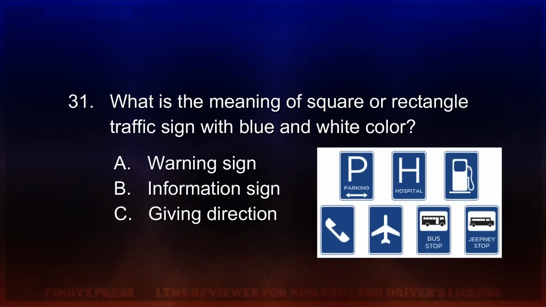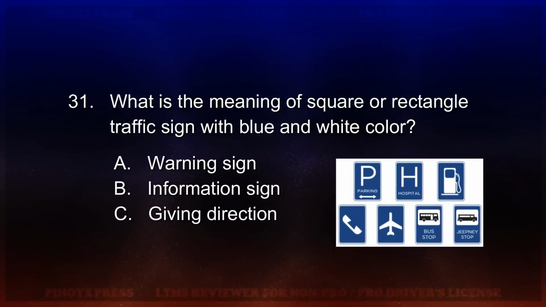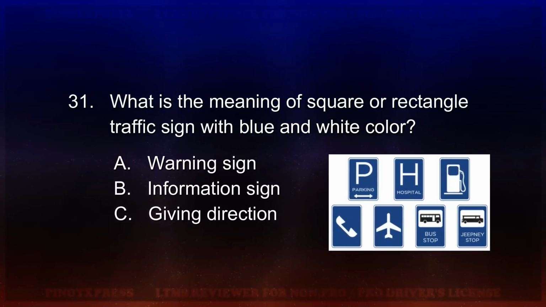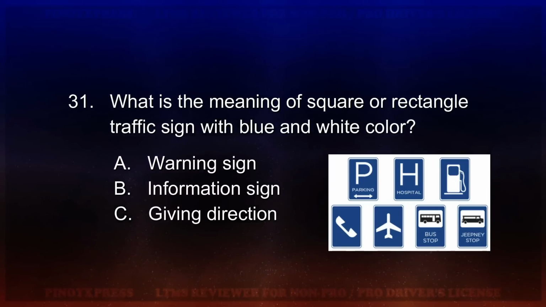What is the meaning of a square or rectangle traffic sign with blue and white color? A. Warning sign. B. Information sign. C. Giving direction. The correct answer is letter B.